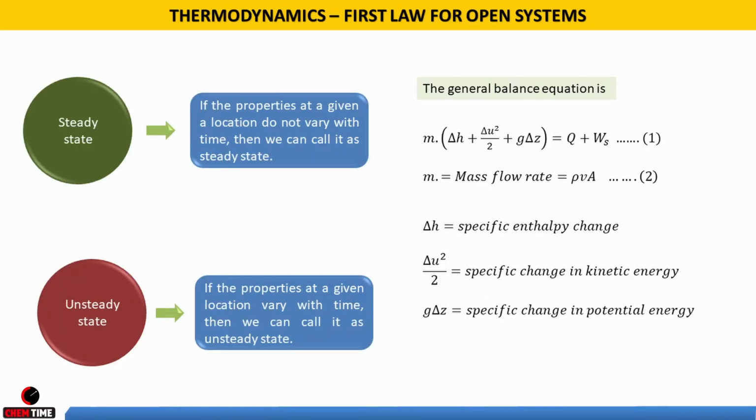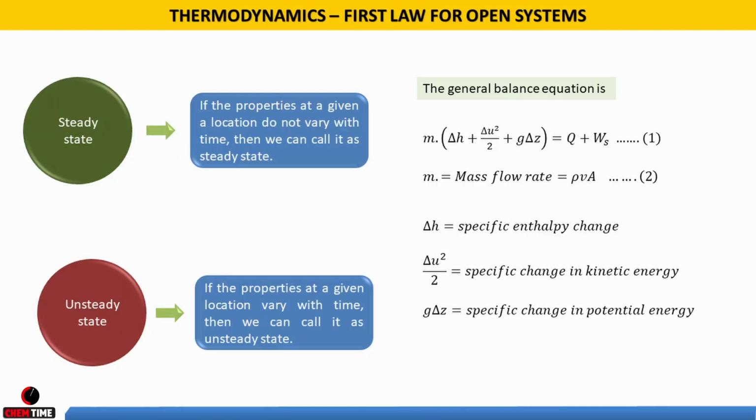Coming to the difference between steady state and unsteady state. In case of steady state, the transport properties like velocity, temperature, and pressure do not vary with time at a given location. If the transport properties at a given location vary with time, we call that state as unsteady state.